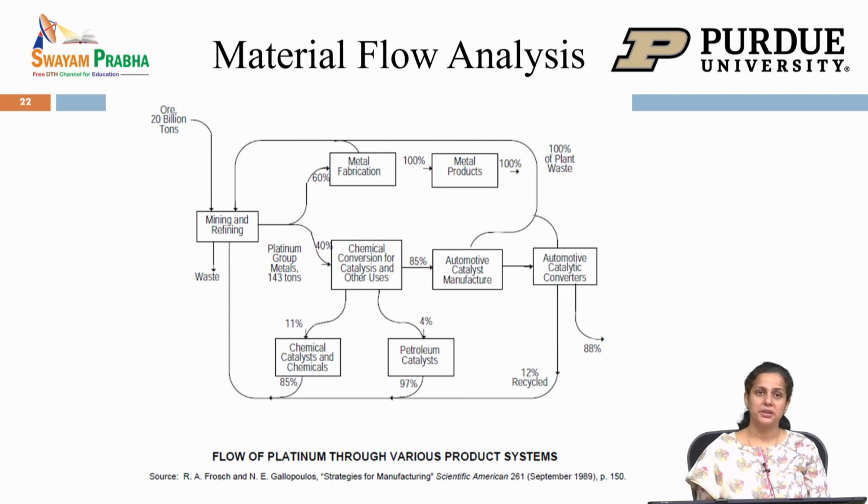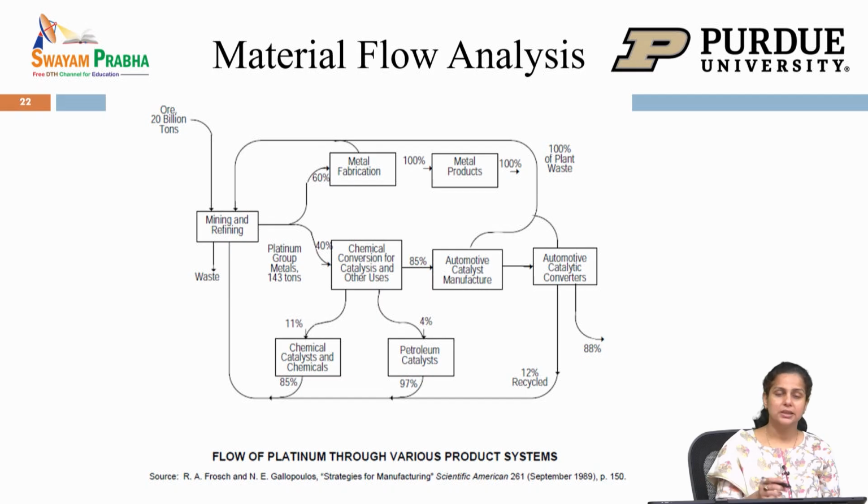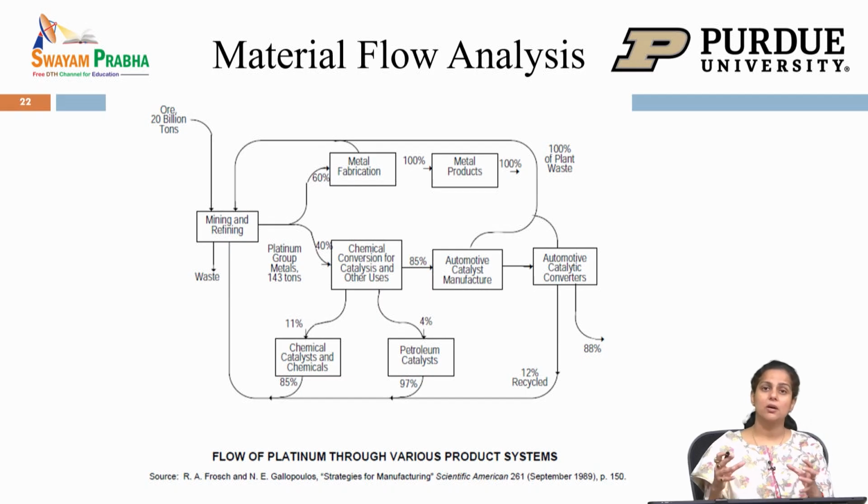The second one is material flow analysis, which is a simple concept. Here you can see the flow of platinum through various product systems. This is a simple MFA that was published by Scientific American long back in 1989, and all it does is track all the materials that you are extracting and the way they are flowing into different products.